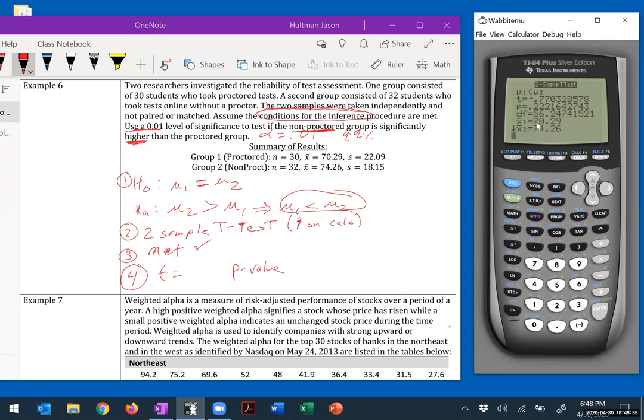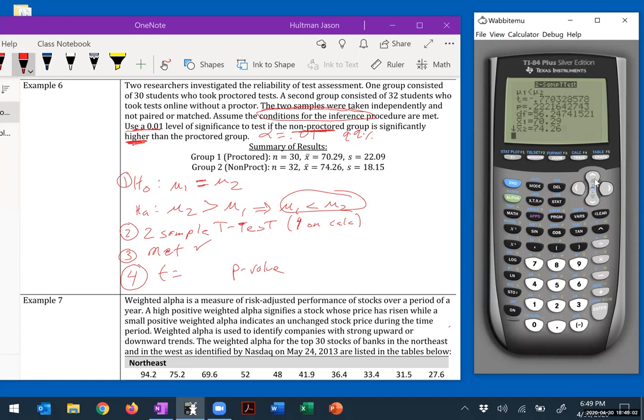Okay, let me make sure that I plug this in correctly. Okay, mu1 less than mu2, that's correct. Okay, and let's make sure everything's correct. 70.29 is correct. 22.09, that's correct. 18 point, yep, that's correct. What about N1? N1 is 30, yep. And N2 is 32, yeah.